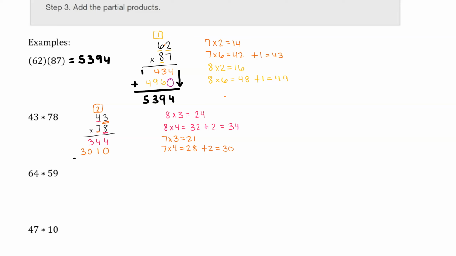Now I have my partial products I can add. So 4 plus 0 is 4. 4 plus 1 is 5. 3 plus 0 is 3. And just 3 is 3. So what that means is 43 times 78 makes 3,354.